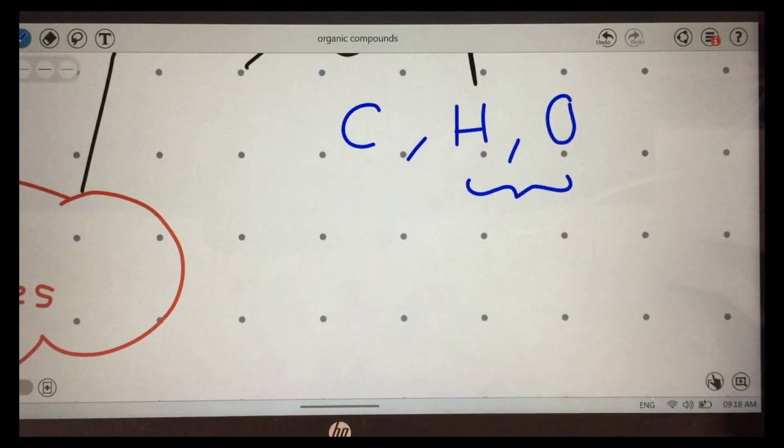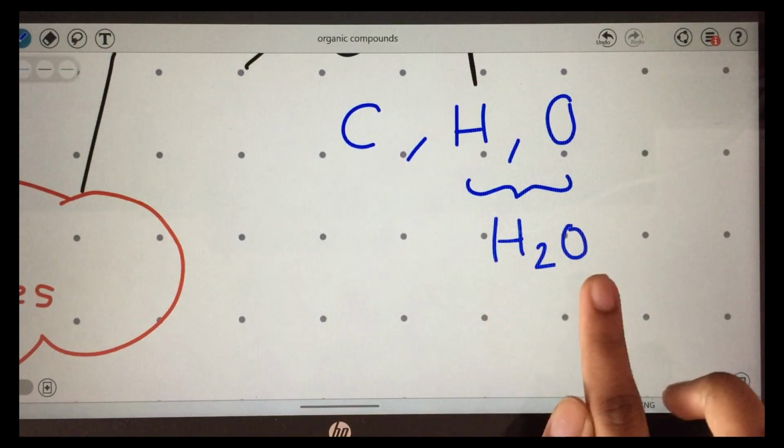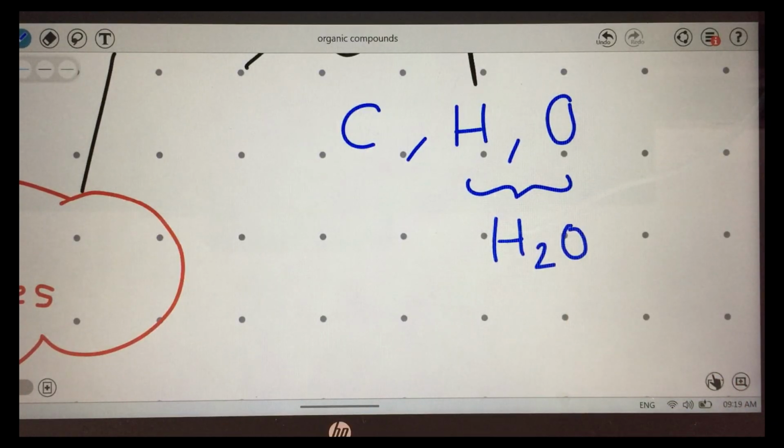So what is that similar to? Like in water, right? In water, you can see there are 2 hydrogen and 1 oxygen. So the 2:1 ratio is there in carbohydrates, like in water. You have to mention "like in water."